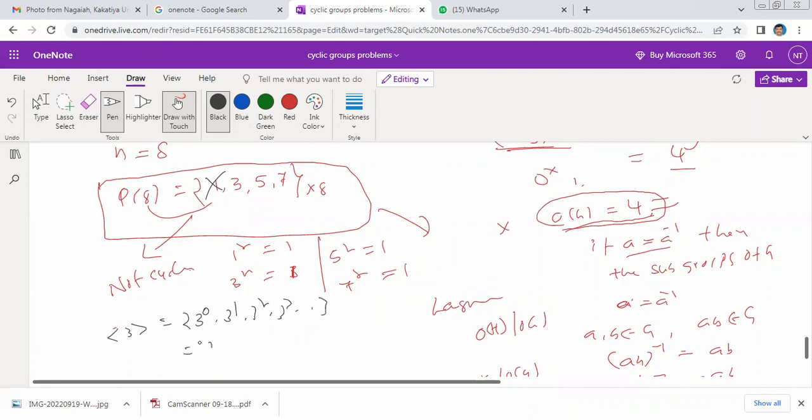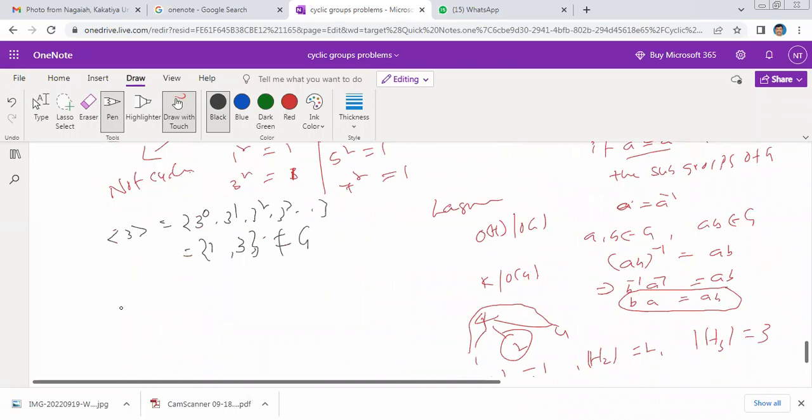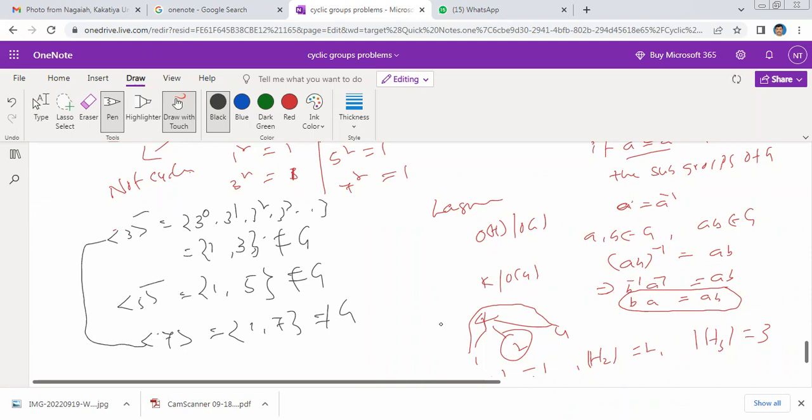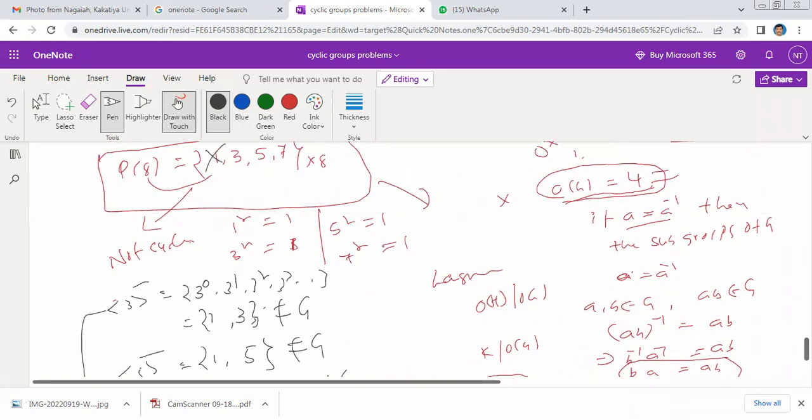What does it generate? 3 power 0 is 1, then 3, then 3 squared is 9, which is 1 again. It is not equal to G. We have to check the remaining ones also. What about 5? 5 power 0 is 1, 5 squared is 25, which is 1 again. Not equal to G. And 7, the same, not equal to G. Therefore the identity is not a generator, 3 is not a generator, 5 is not a generator. There is no generator in G, so it is not cyclic.